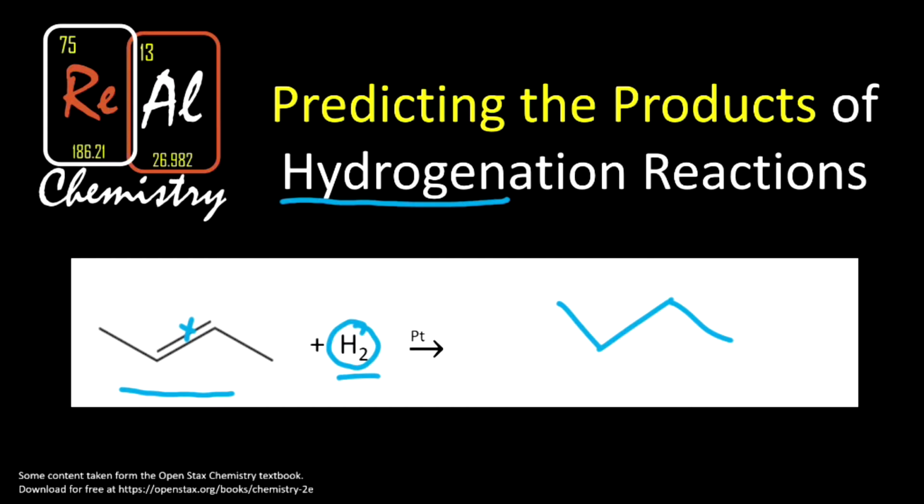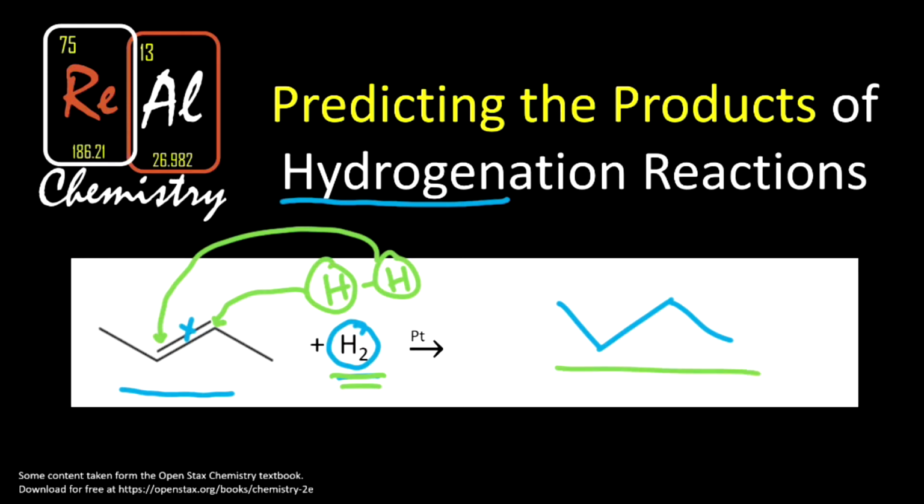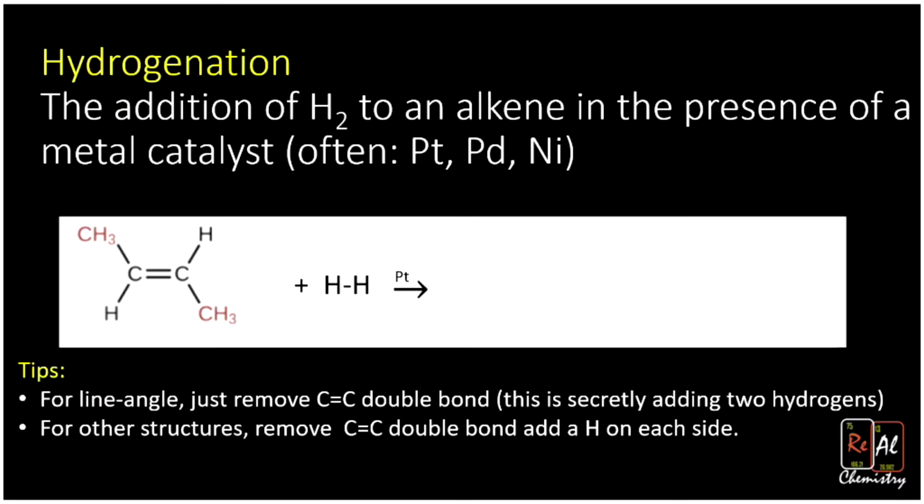Basically what's happening is the hydrogens on either side of this H2 go and add to either side of that double bond. So one goes here and one goes here. And we get this structure now with extra hydrogens and the double bonds gone. Let's talk about that in a little more detail. First of all, what is a hydrogenation reaction? It's the addition of H2, as we've already seen.